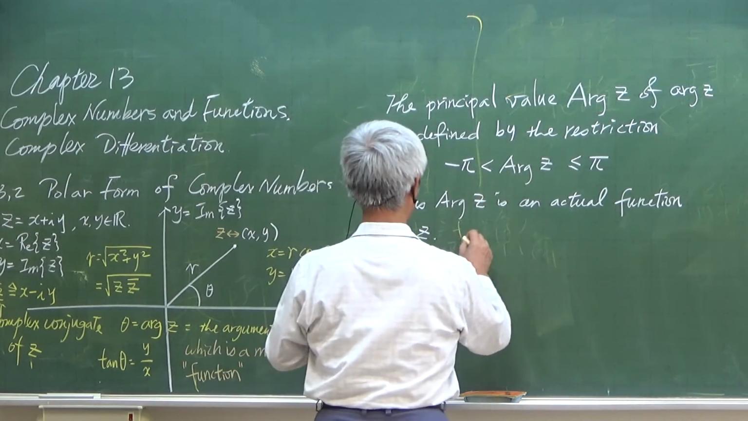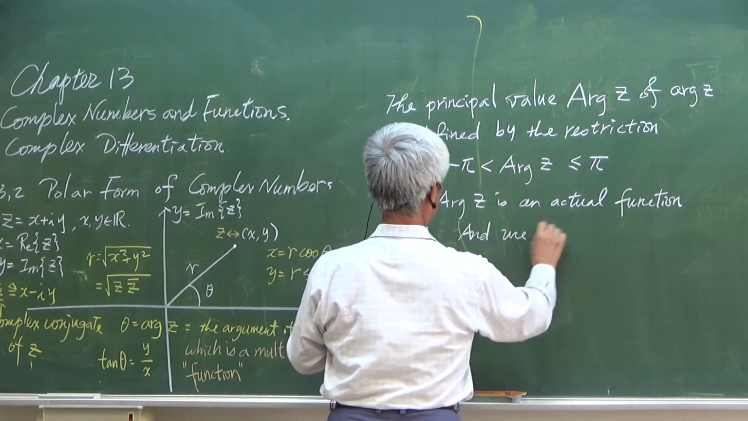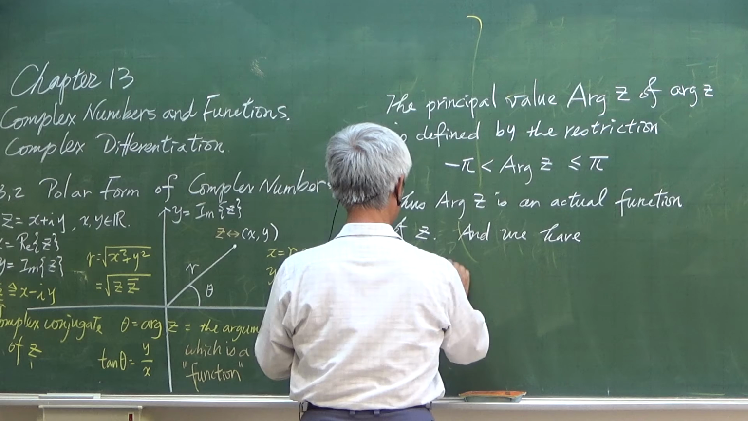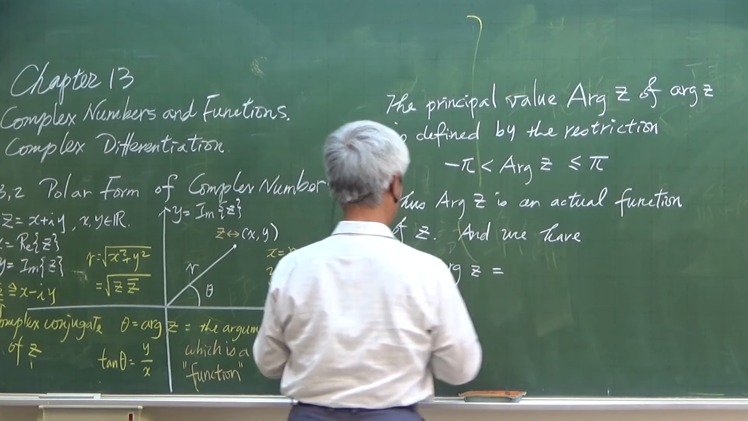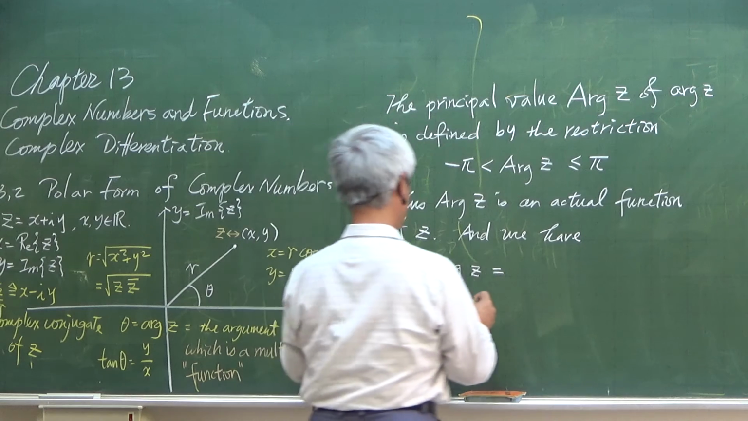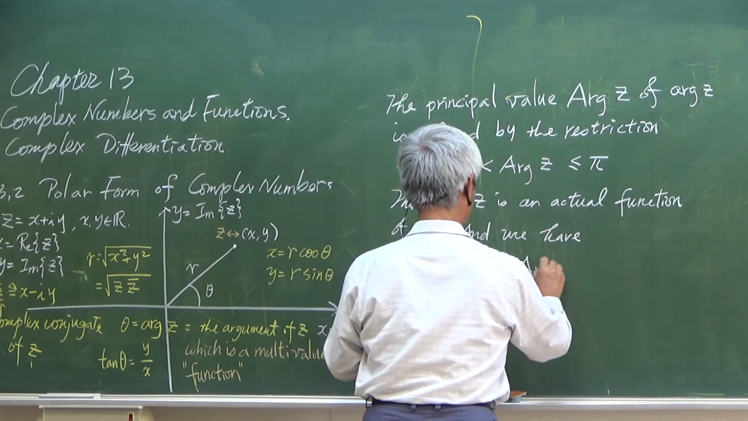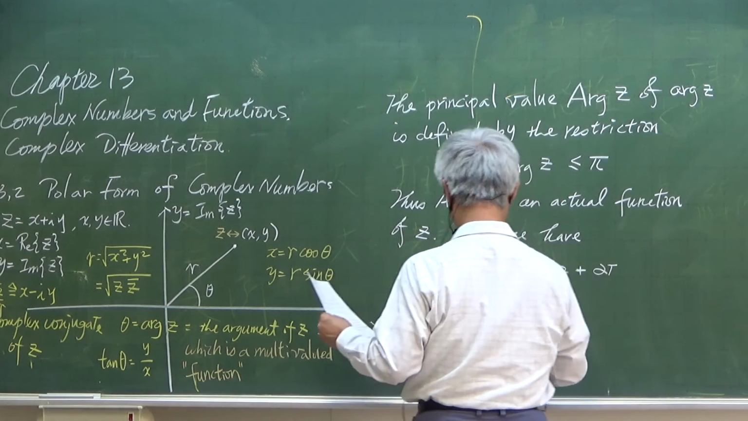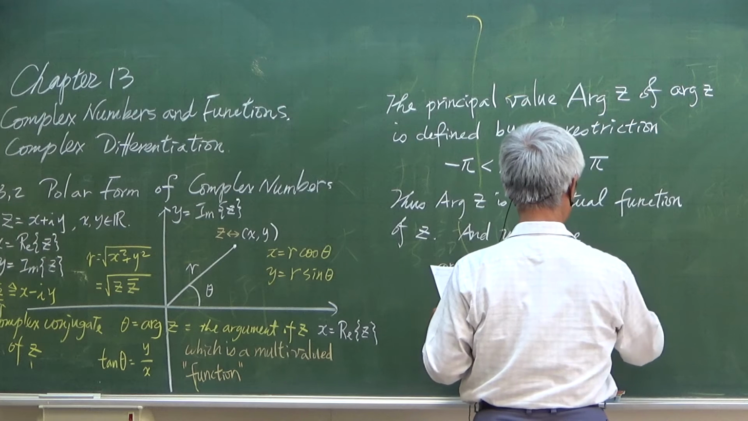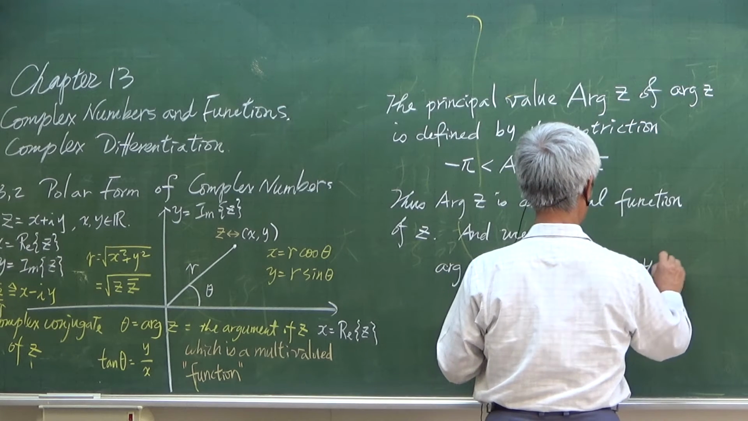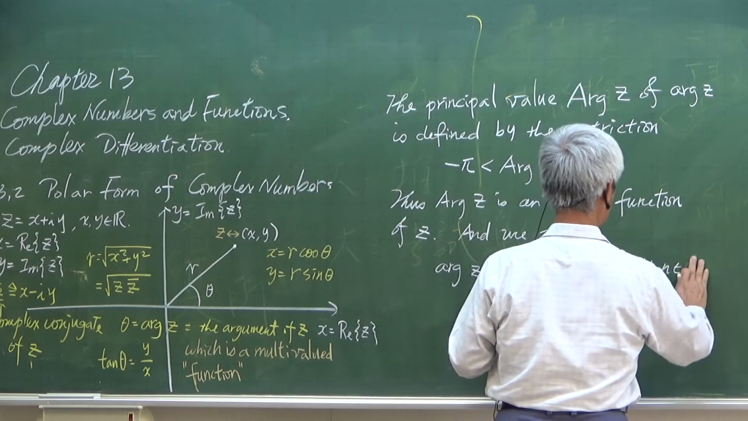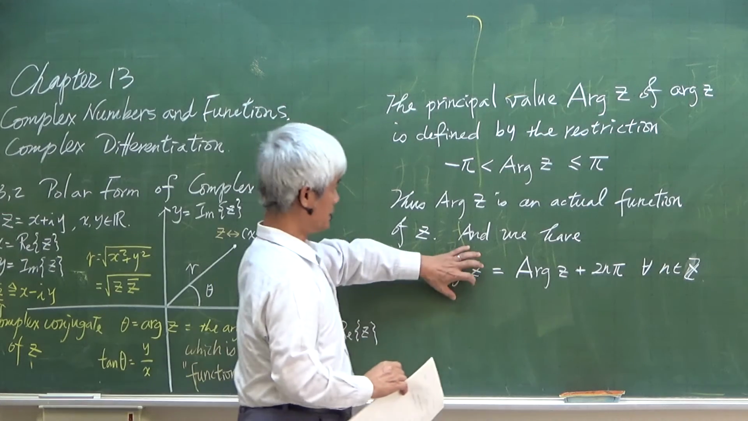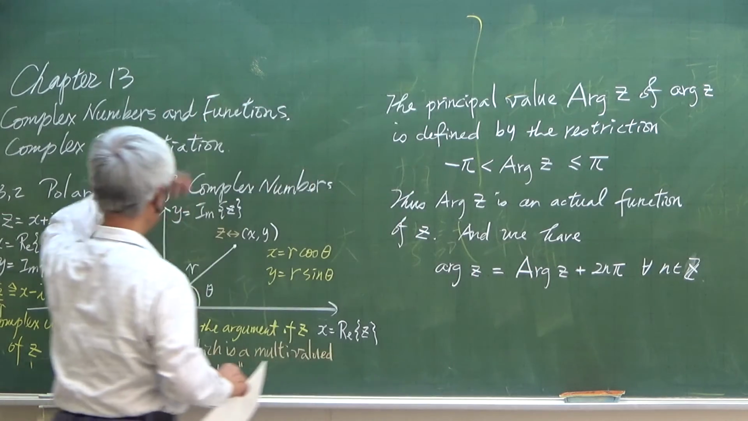Okay? And so we can say the multi-valued function little arg z is the principal value plus 2 n pi, for all n in the set of all integers. Okay, so that's why this is multi-valued. So this is the description.